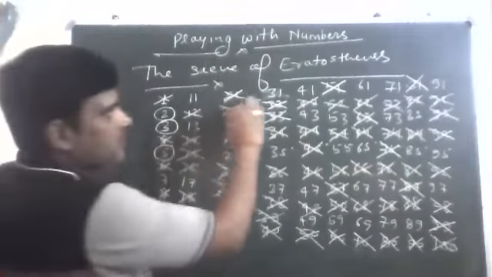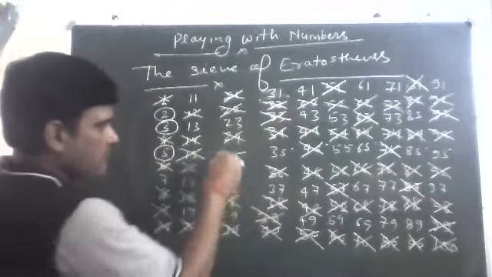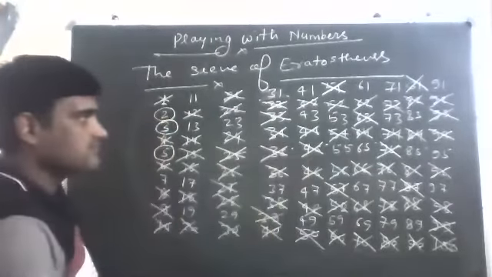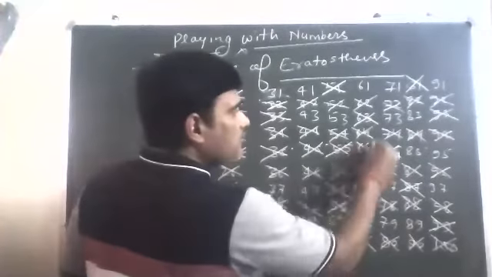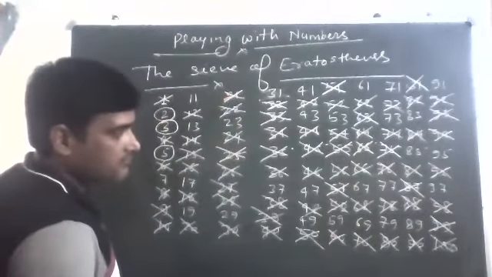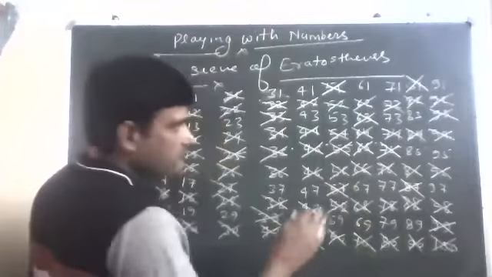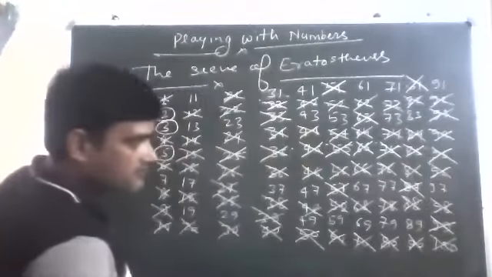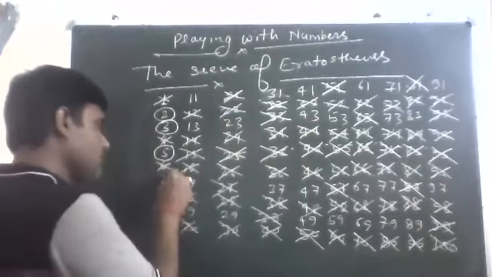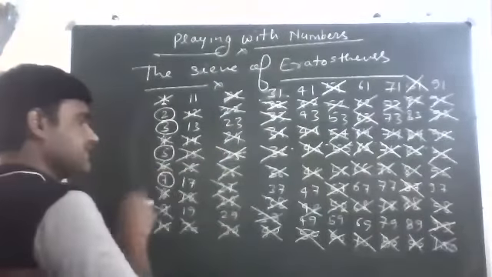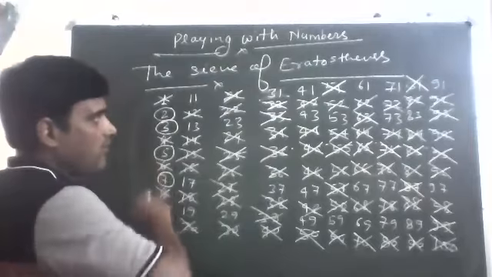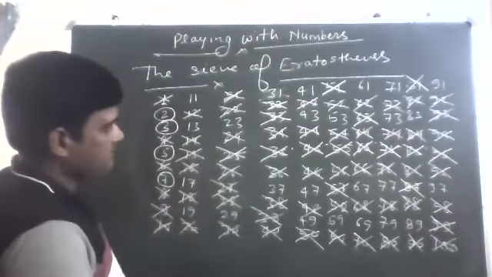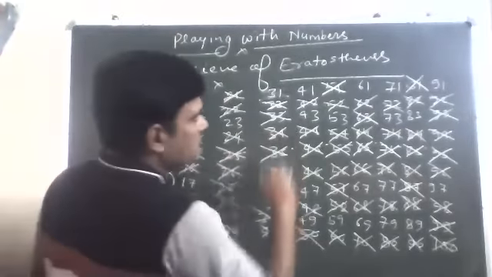Okay. Now we circle the next prime number, 5, and cut all the multiples of 5. 5 times 5 is 25, 5 times 7 is 35, 65, 85, 95. Now we circle the next prime number, 7, and cross out all the multiples of 7.